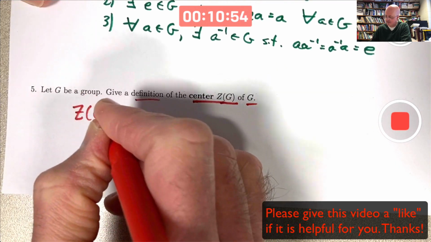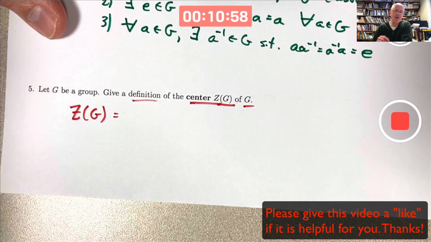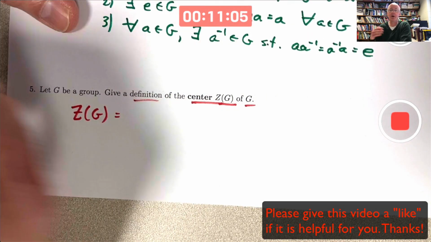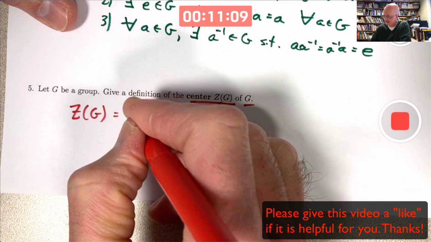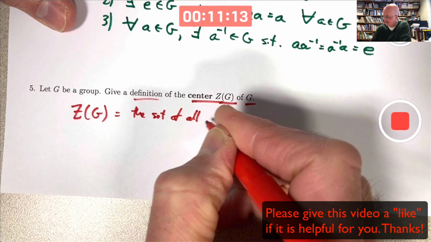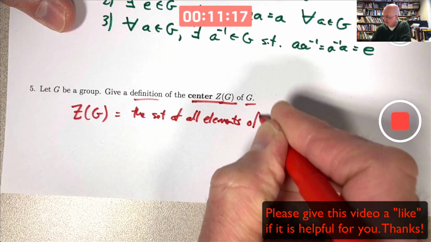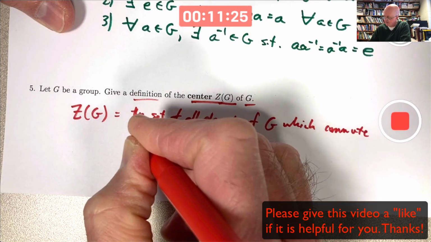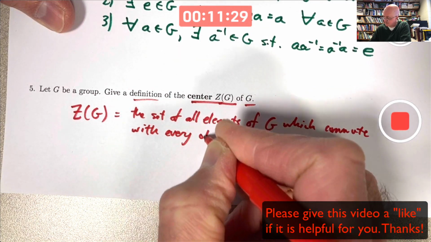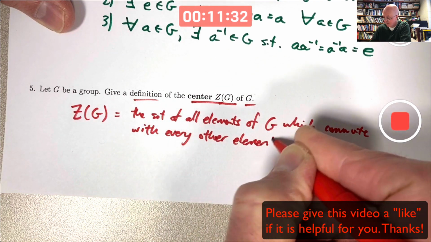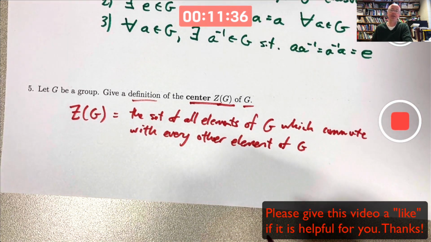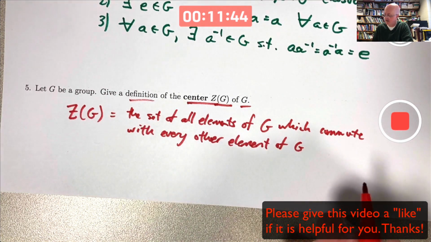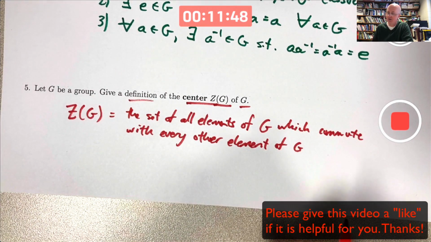Z of G, by definition, is the set of all elements of G that commute with every other element of G. And to tell you the truth, with my students, if you want to write that out in words, I'm actually fine with that. This is the set of all elements of G which commute with every other element of G. That's kind of wordy, but it's worthwhile to try to make sure you think about these concepts in terms of words, in terms of descriptions. The set of all elements of G which commute, A times B equals B times A, with every other element of G.